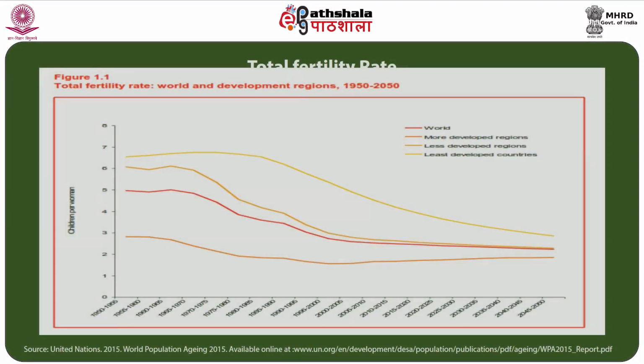The graph clearly shows the total fertility rate variations and the trends that are noticed in the world and also in the other regions, which clearly indicates that across the globe, irrespective of developing regions, there is a reduction in the total fertility rate, which is a welcoming feature.